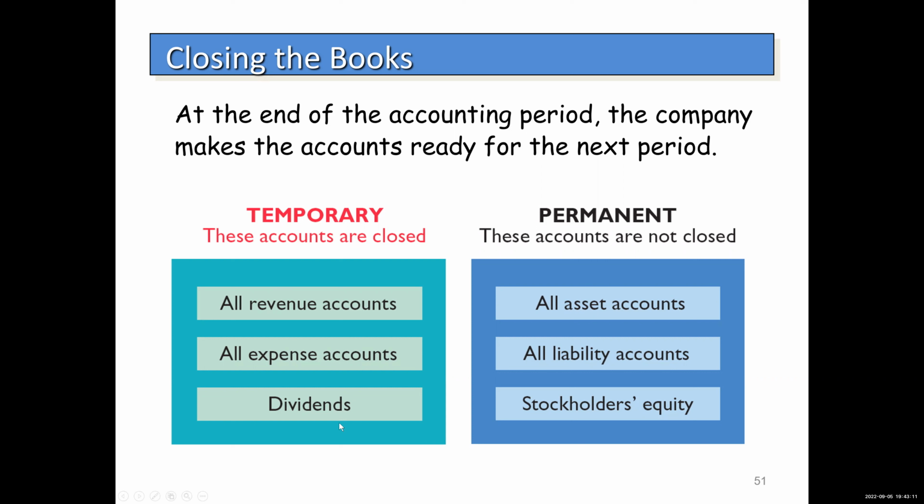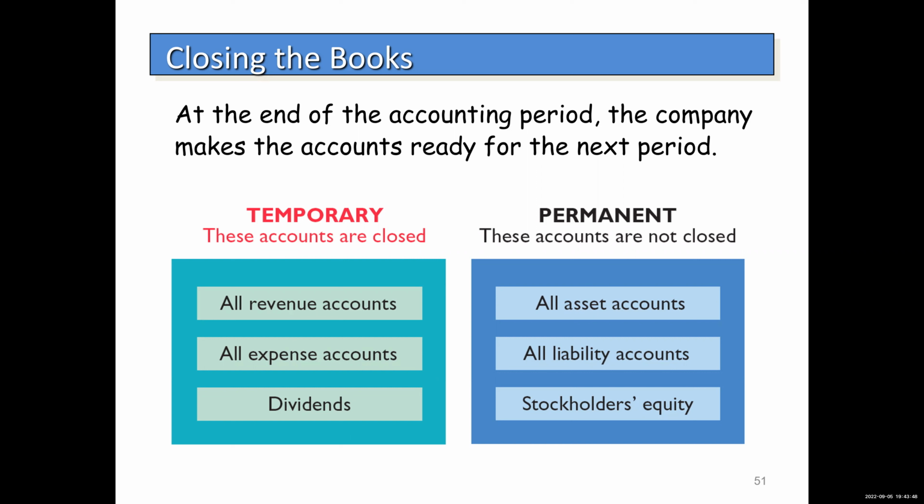You can remember the temporary accounts by the slogan RED. R for revenues, E for expenses, and D for dividends. And the basic theory is this. Let's say that we're in January. It's January 31. We just finished preparing our financial statements, and we want to go to February 1, the next period. Well, we don't want January revenues in February. So what we do is we close them out to retained earnings.